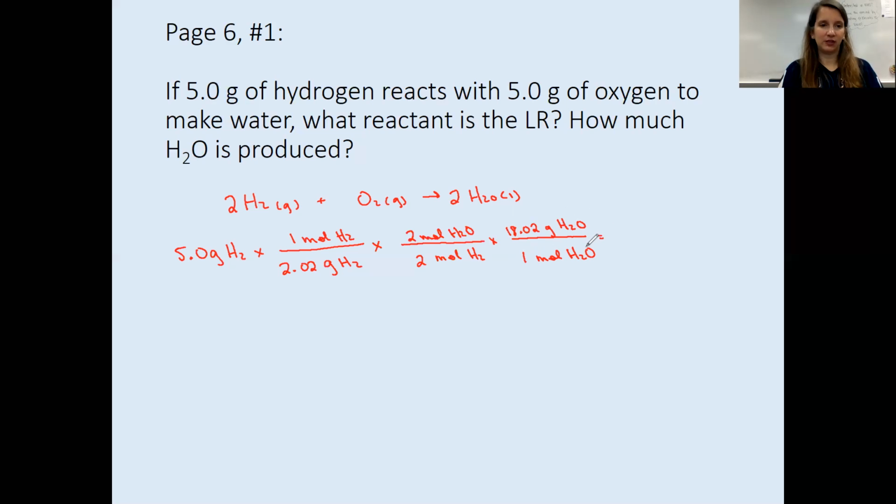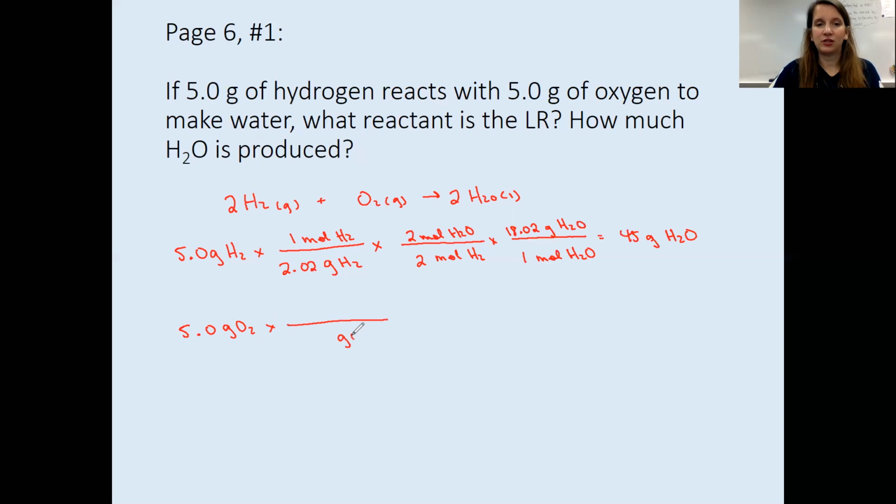So we're going to go ahead and solve this one. We got 5 divided by 2.02 times 2 divided by 2 times 18.02. And we should produce 45 grams of water. So for our second stoichiometry sequence, we're going to do the same thing, but we're going to start with our other reactant. We know we have to do a limiting reactant problem when it gives us the quantities of both reactants. So same kind of thing.